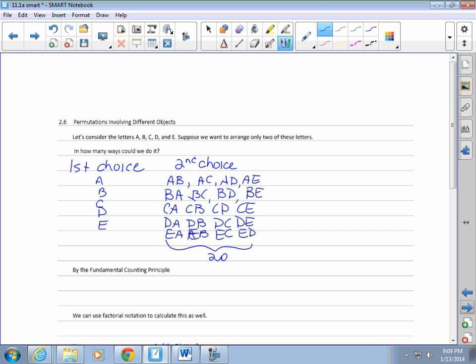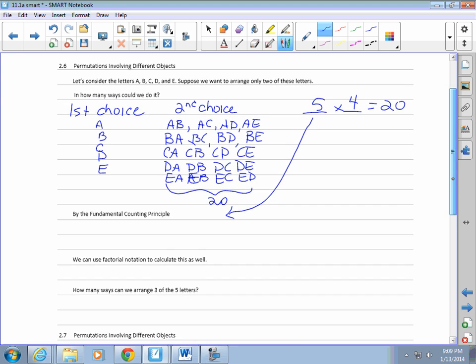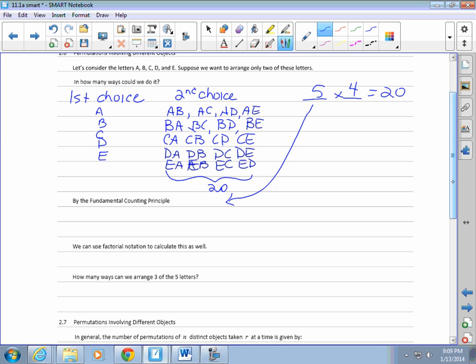To do that mathematically, I would have 5 choices for my first letter. For my second letter, I would have 4 choices, because I can't choose the same letter that I chose for the first spot. So that would be 20 choices. So this would be using the fundamental counting principle. So as a diagram, that's the way it would look like.